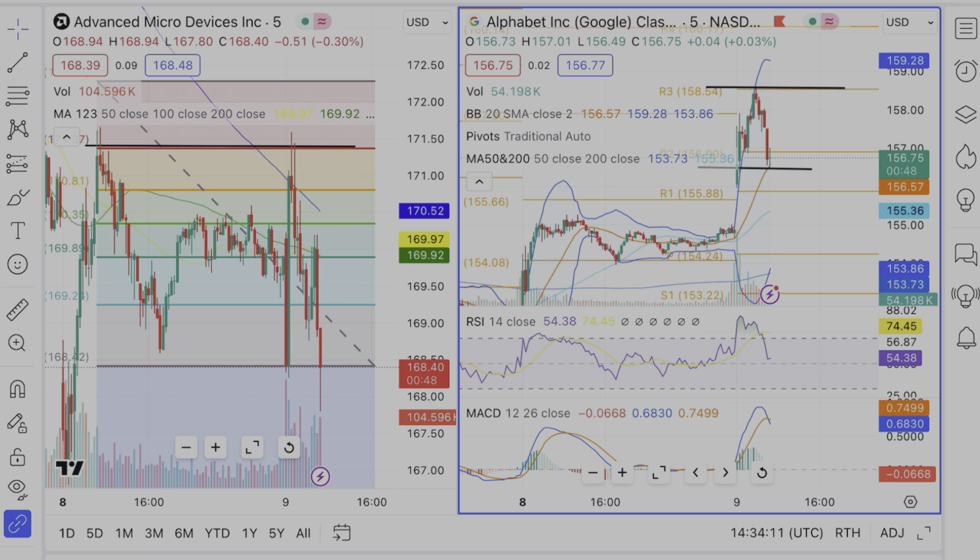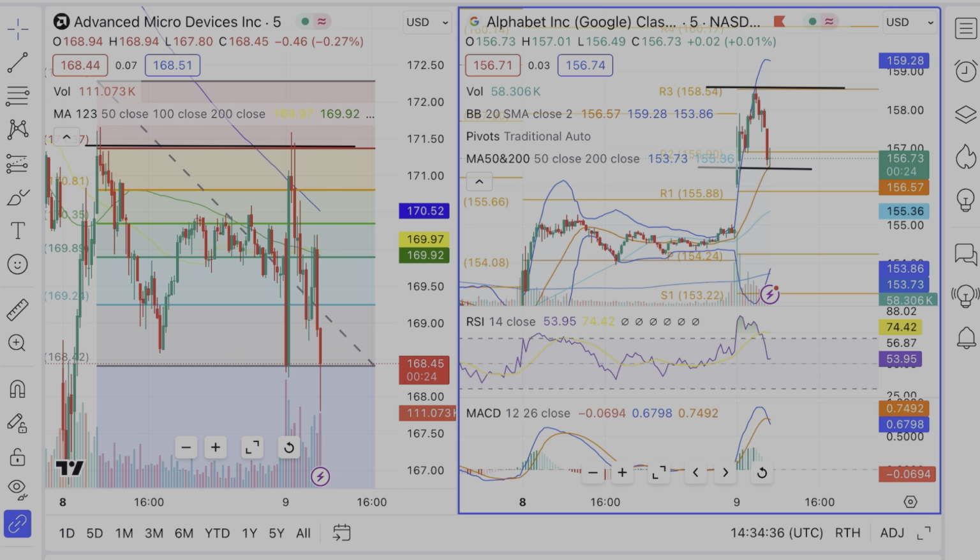51 seconds. So the pivot point is support and resistance. The moving averages are also support and resistance. The 200 moving average is the strongest level of support and resistance, which on this one is the light blue. So on Google, the strongest level of resistance is this light blue line, and on AMD, it's the green one.